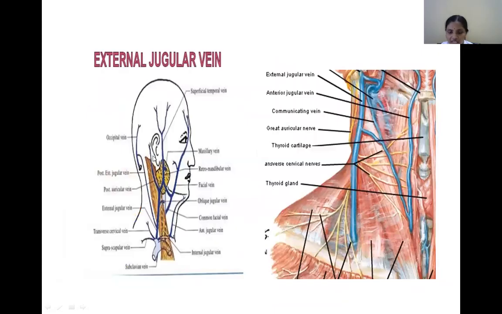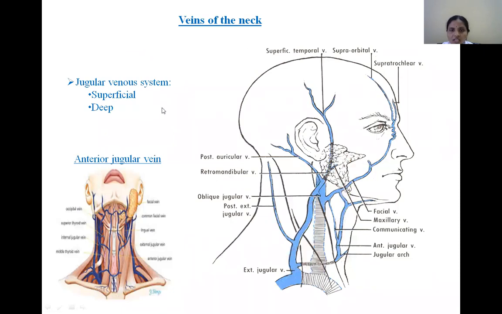Then coming to the veins. So what are the veins? The venous system is provided by the jugular veins. These jugular veins are superficial and deep. The superficial veins are the anterior jugular vein and the external jugular vein.